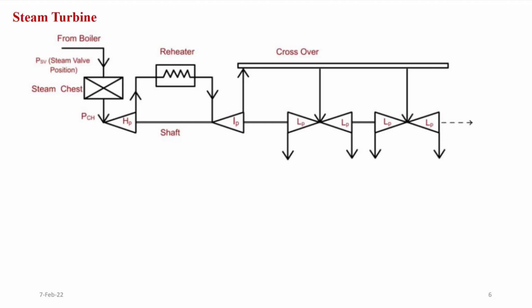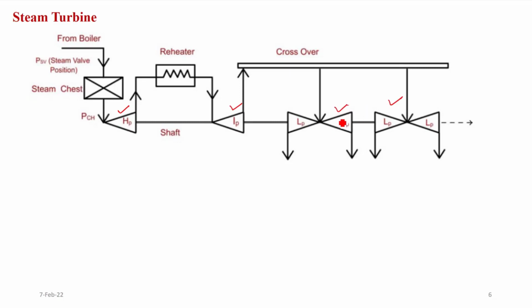So therefore, steam turbines are very high speed turbines. They rotate at around 3000 RPM, 2000 RPM, right? Therefore, we can see here that there are three stages of turbine: one is your high pressure turbine, intermediate pressure turbine, and low pressure turbine.